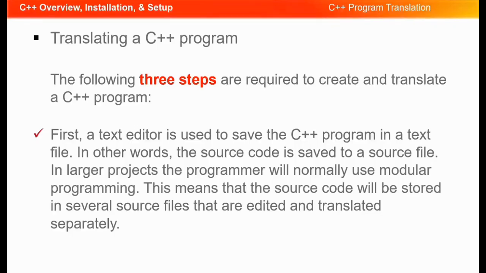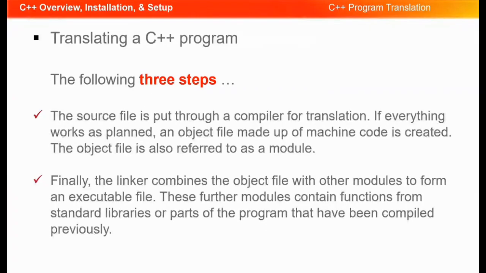So you have multiple files, and it makes it really easy to go back and make changes because you don't have to open up the whole thing or read thousands of lines. You just focus on what you're working on. So this means that the source code is stored in several files, and they're edited and then therefore translated separately.